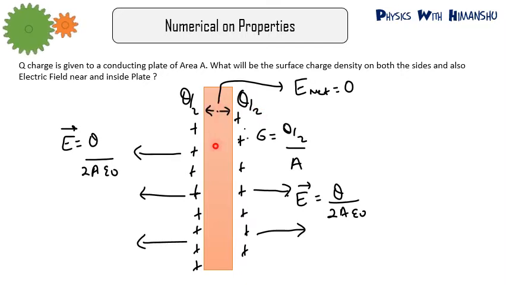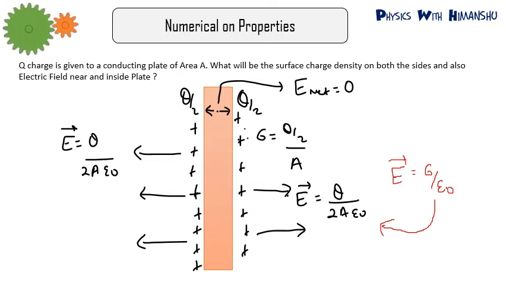In between the plate, since inside a metal the electric field is 0, the value of the electric field inside will be 0. But on the right hand side and left hand side of this plate, since the charge here is Q by 2, sigma will be charge by area, that is Q by 2A, and the electric field is basically sigma by epsilon naught. We have just derived that the electric field is basically sigma by epsilon naught. So using this formula, the electric field will be Q by 2A epsilon naught, because sigma is Q by 2A. Similarly, on the left hand side of this plate, the electric field will be the same, that is Q upon 2A epsilon naught.